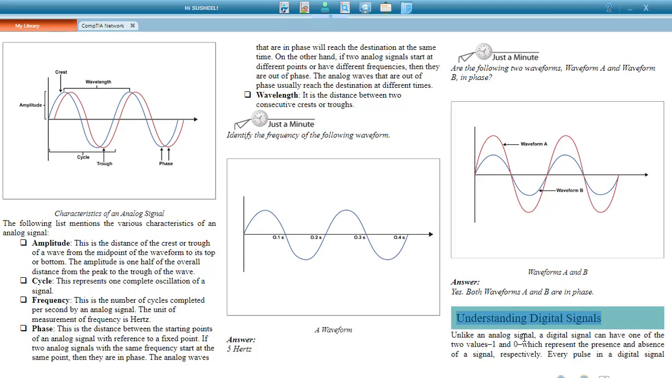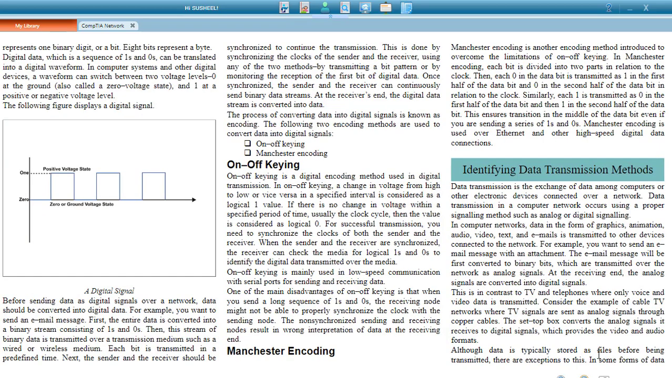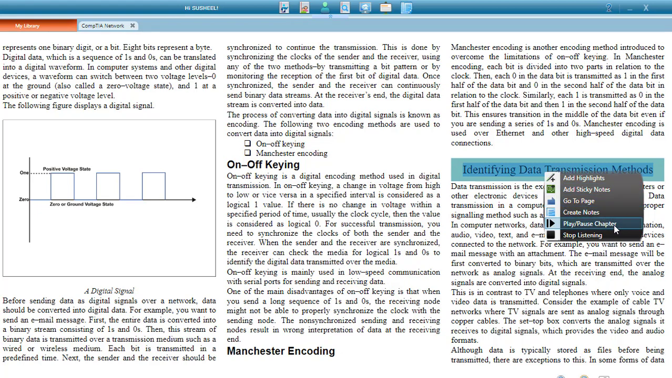Digital data, which is a sequence of ones and zeros, can be translated into a digital waveform. In computer systems and other digital devices, a waveform can switch between two voltage levels: 0 at the ground, also called a zero voltage state, and 1 at a positive or negative voltage level. The following figure displays a digital signal.